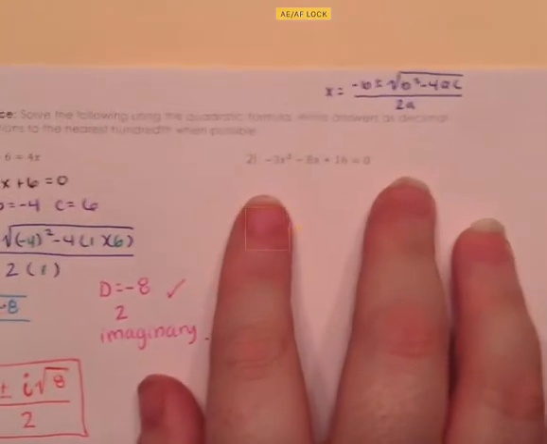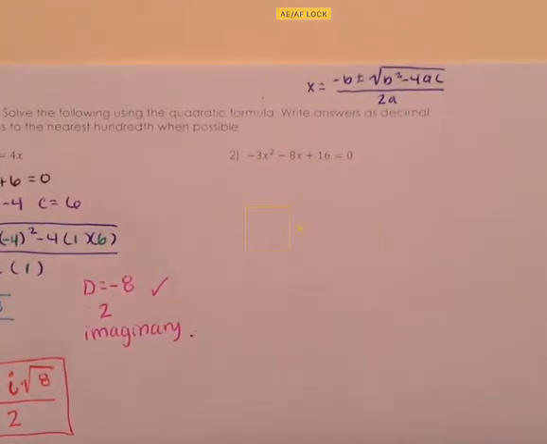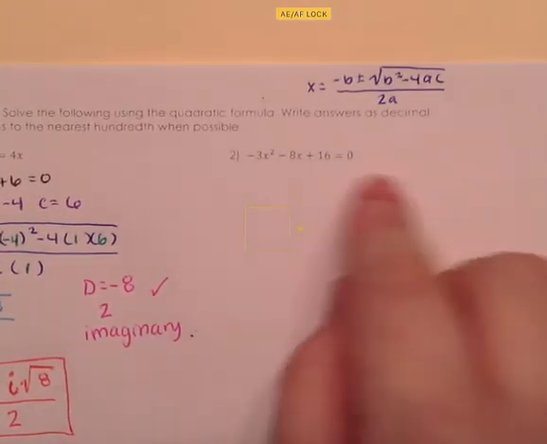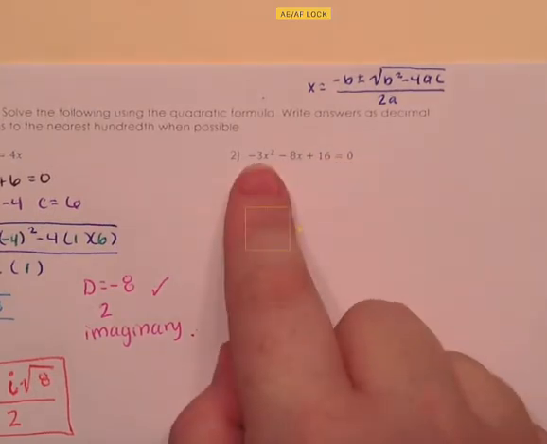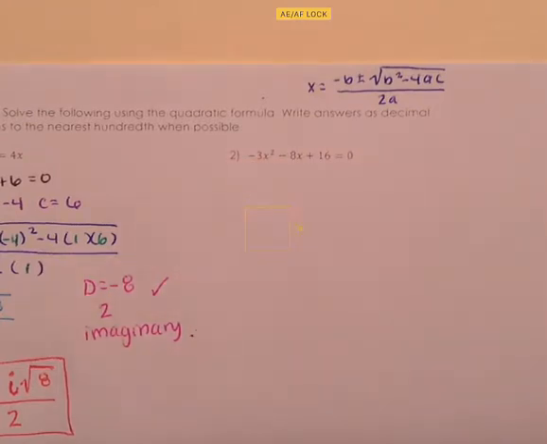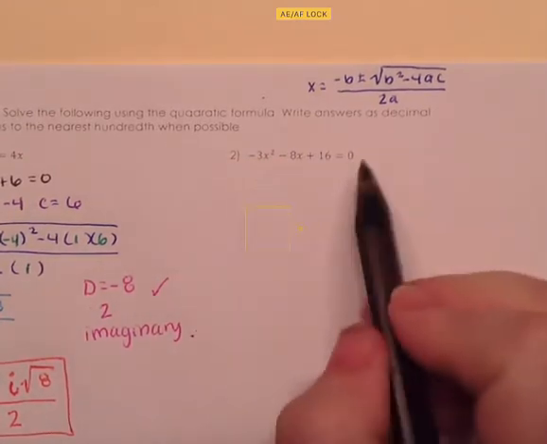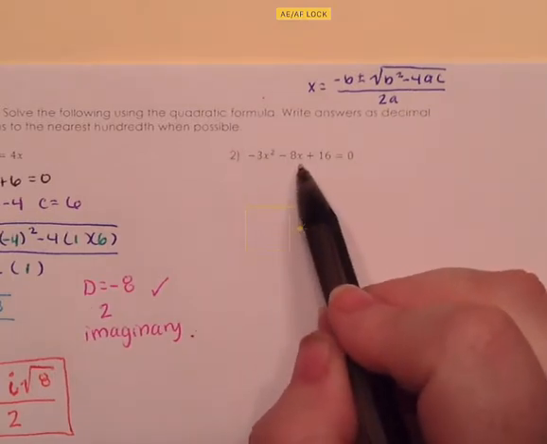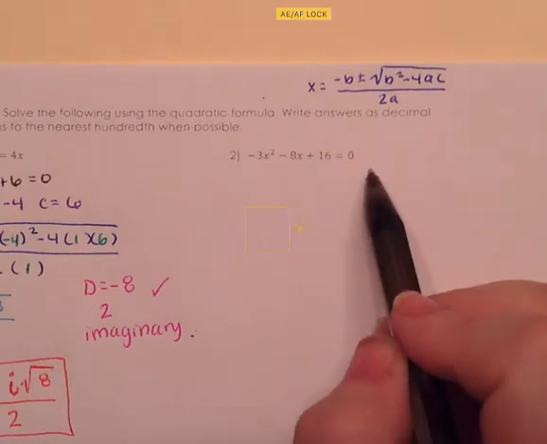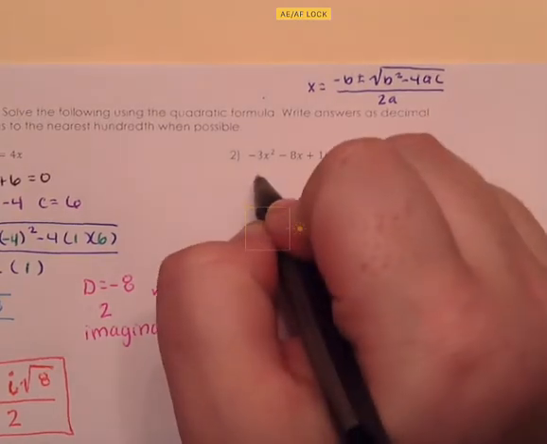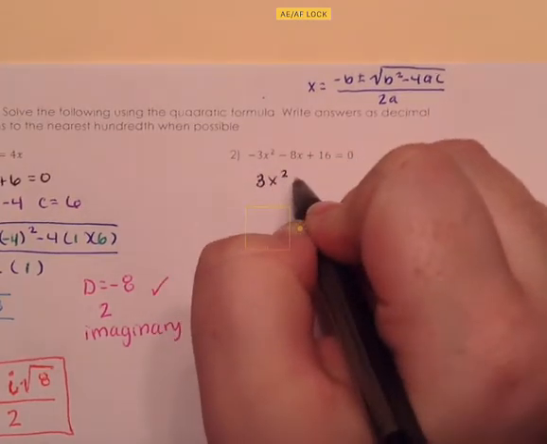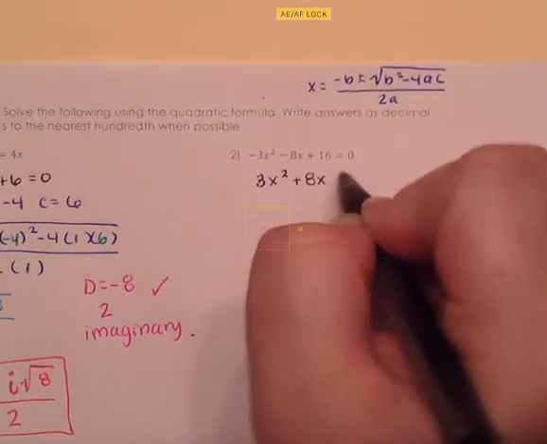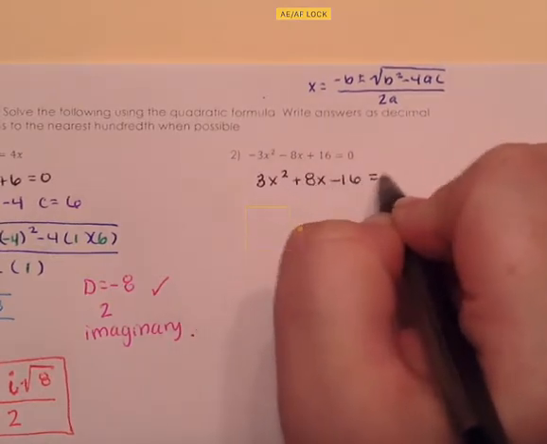So if we look at number 2, we're going to do this one using quadratic formula. We need to get it in standard form. It is equal to 0, but the problem is that our x squared, our quadratic, is a negative, and you never want that. You always want this to become a positive. So what we're going to do is actually move all of these to the other side by adding the 3x squared, adding the 8x, and then subtracting the 16. So we'll end up with a positive 3x squared, a positive 8x, and then a negative 16 equal to 0.